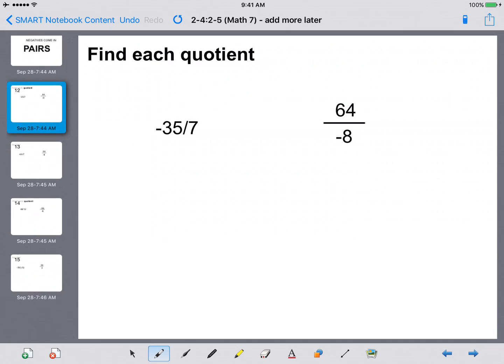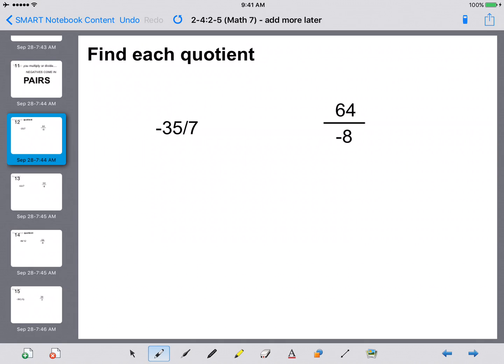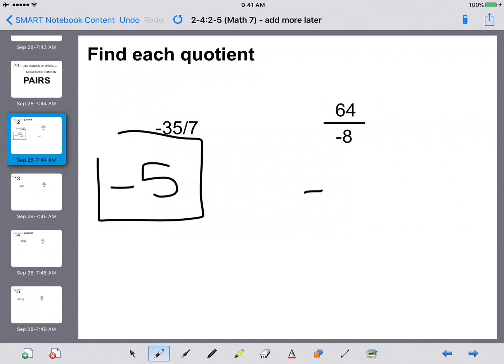So now we're going to be dividing. So find each quotient. So -35 divided by +7. Our negative doesn't have a pair yet, so it will need one. And 35 divided by 7 is 5. So our answer is -5. 64 divided by -8 will get us a negative number since it doesn't have a pair yet. And 64 divided by 8 is 8. So our answer is -8.